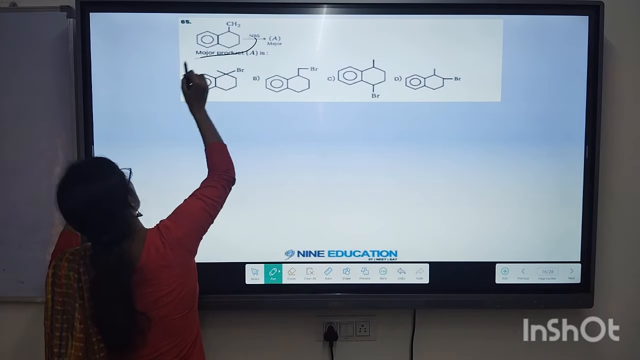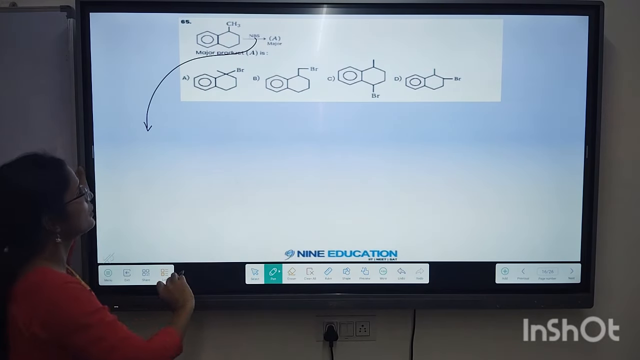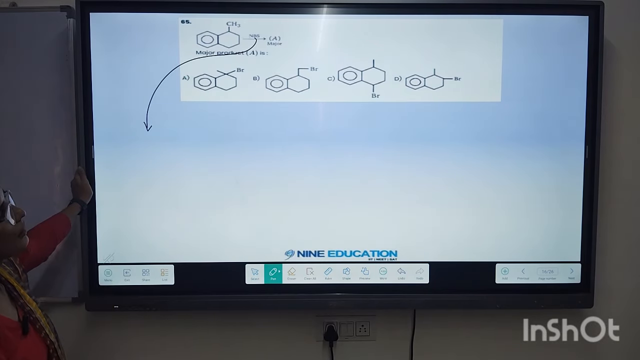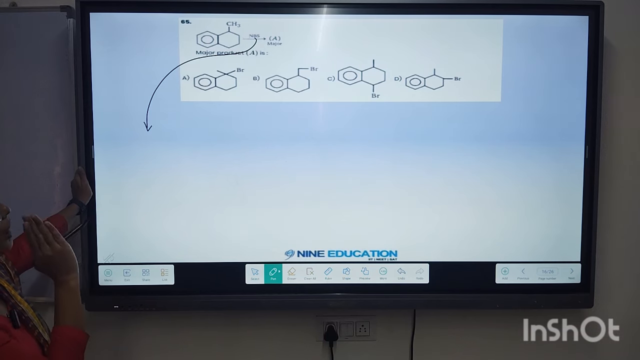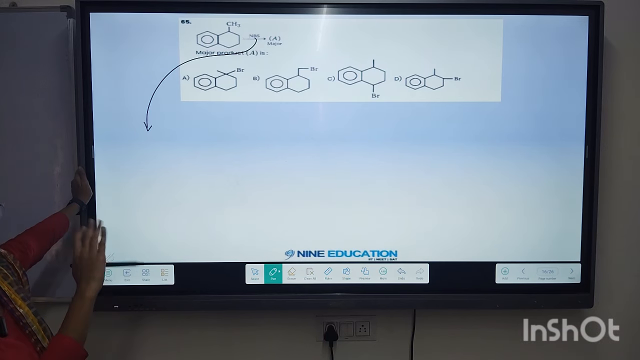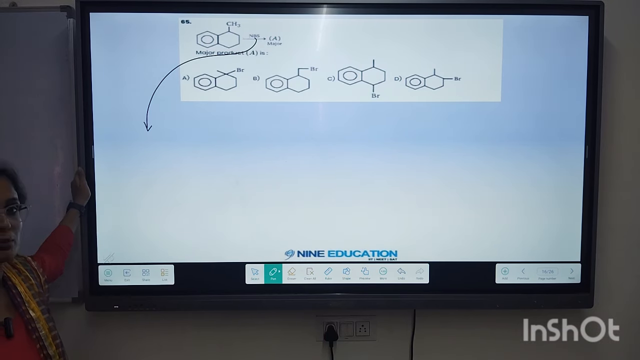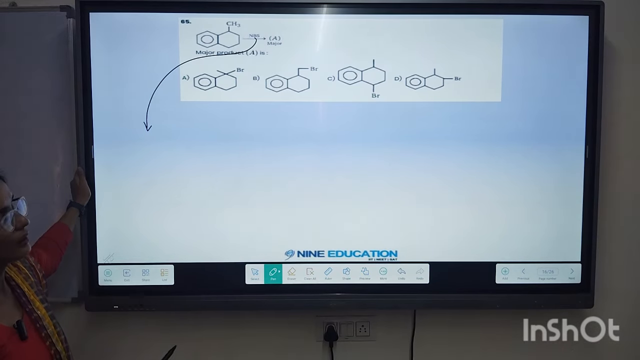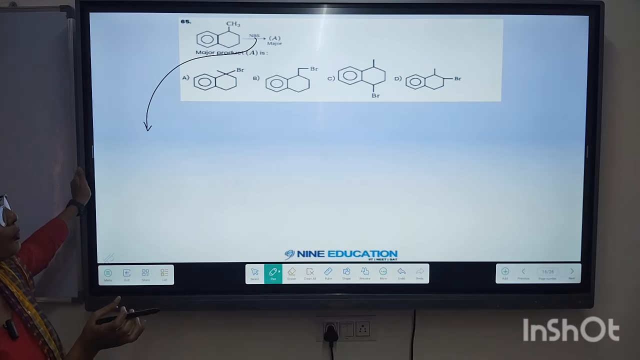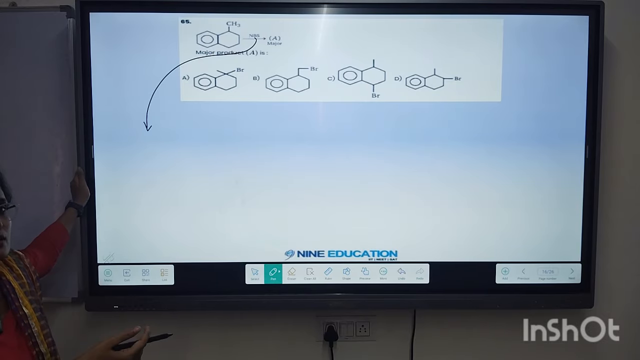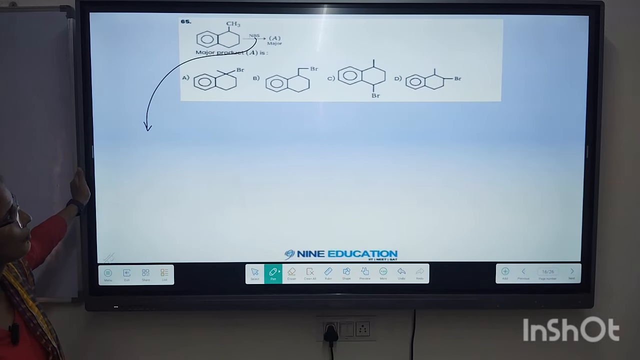Whenever I teach in classes, I make sure to tell this: it's very important to understand what the reactant is, what kind of behavior it will have, and what the reagent is. Only if you understand both things can you talk about the product. To do the questions in the exam, you must first be able to recognize them, and only then will you come up with the answer.